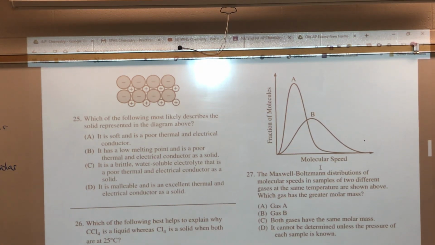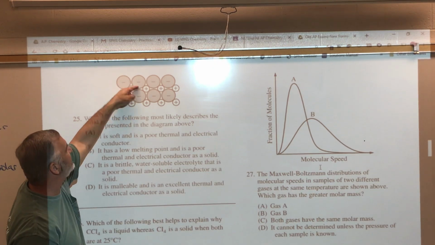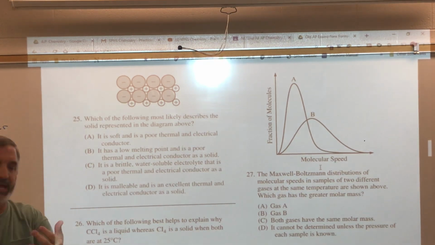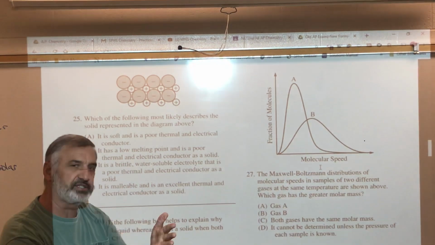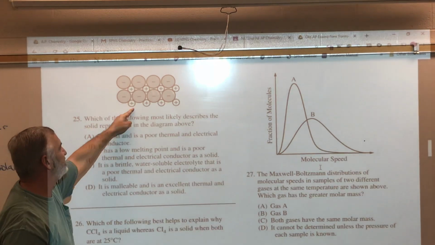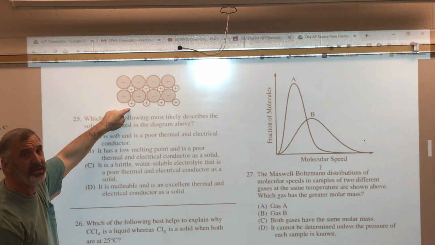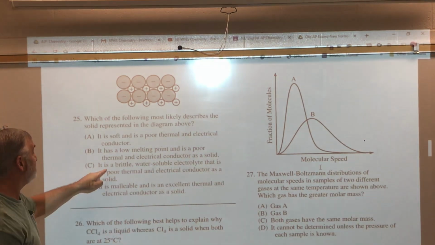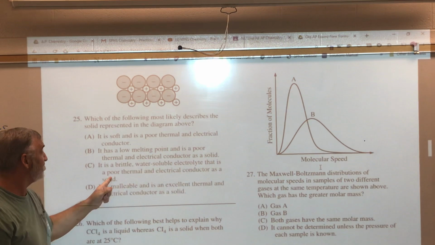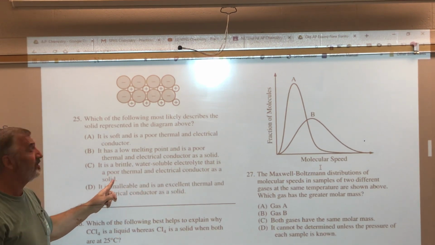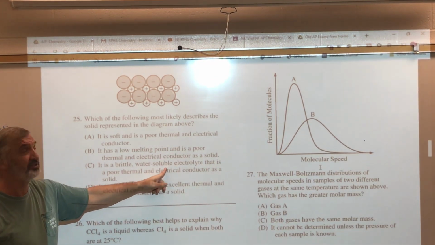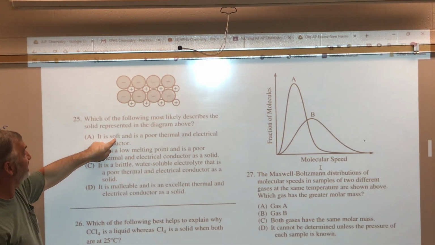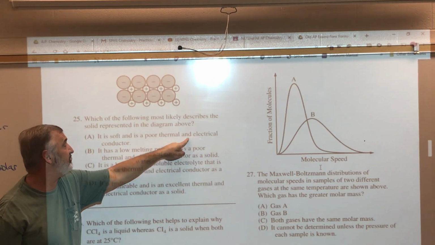Now, which of the following most likely described? Here I have positive and negative evenly in a crystal lattice structure. So what type of compound, ionic, metallic, covalent network, covalent molecular, do you think we're talking about? Well, hopefully you know this is ionic. Ionic compounds have high melting points, they're brittle, they're electrolytes in water. So it's a brittle, water-soluble electrolyte that is a poor thermal and electrical conductor as a solid, but an electrolyte means it conducts in solution.